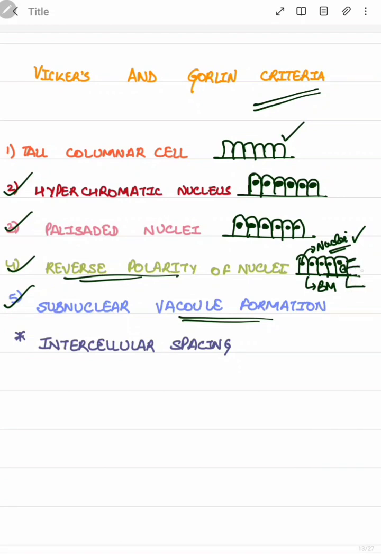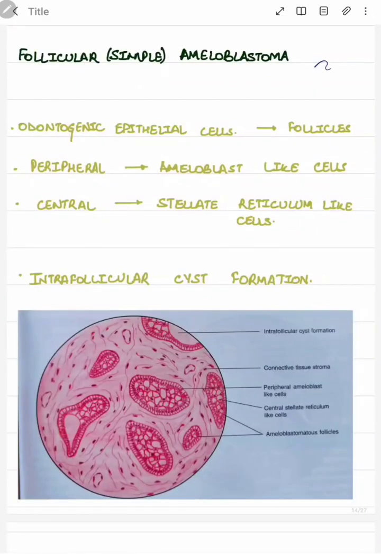Therefore, the space is covered by some vacuole. So the subnuclear vacuole is formed. In some books, intercellular spacing is also mentioned as a Vickers and Gorlin criteria. So this is all about this diagnostic criteria you should remember. The first type is follicular ameloblastoma, which is the simplest or simple ameloblastoma.